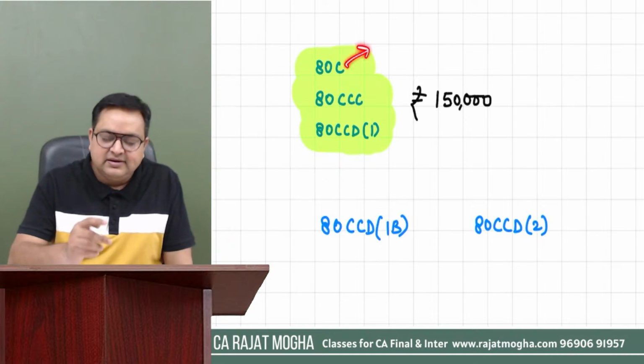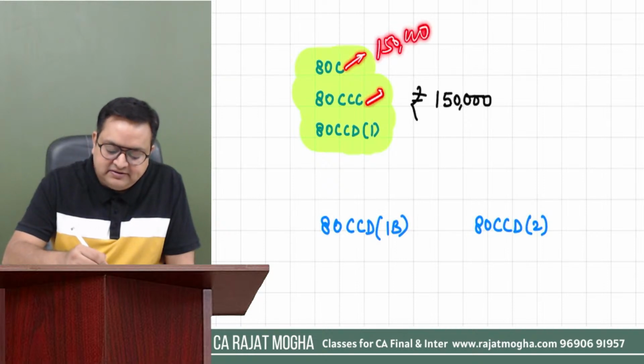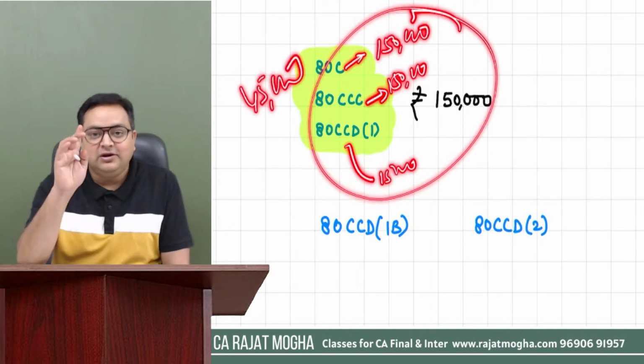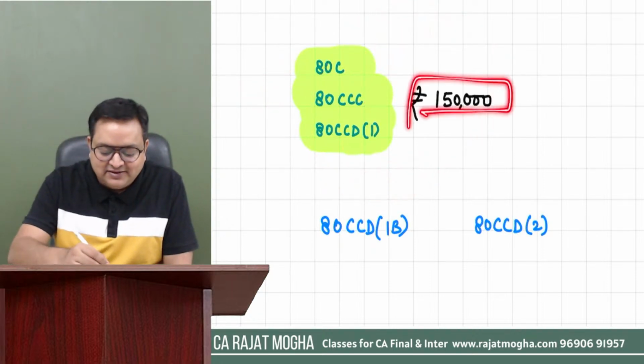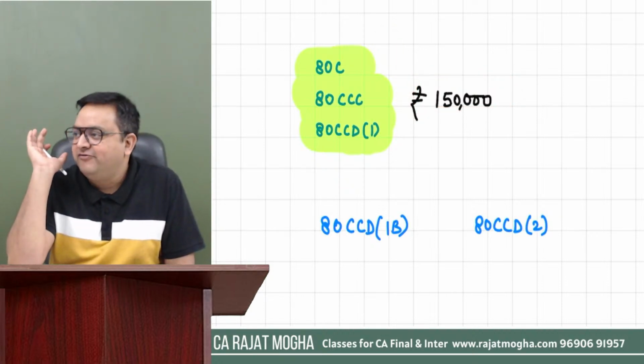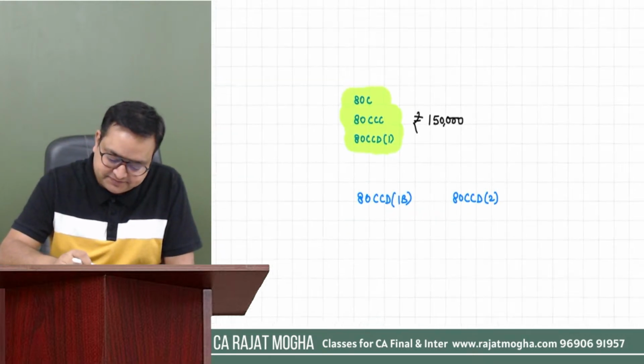So in 80C, I have written in the book that we can claim a maximum deduction of 1,50,000. In 80CCC we can claim 150. In 80CCD1 we can claim 150. But is the total of this 4,50,000? No. The total of this is 1,50,000. Combined deductions we can claim is only 1.5 lakh. I believe you are getting this. It is only 1.5 lakh, right?